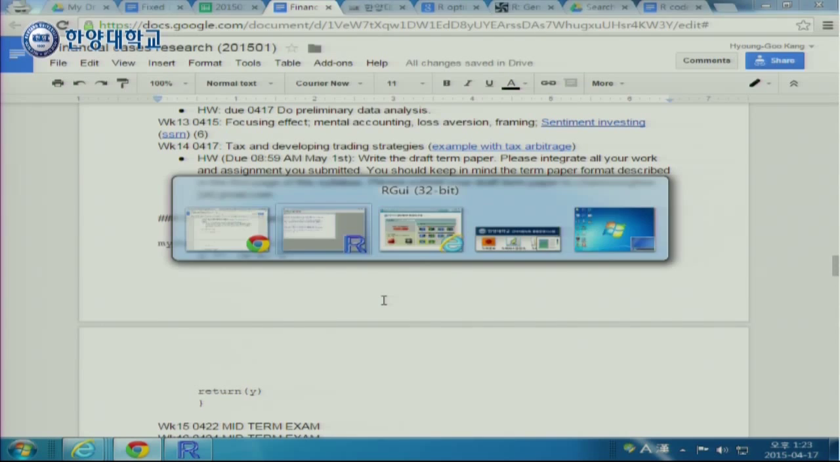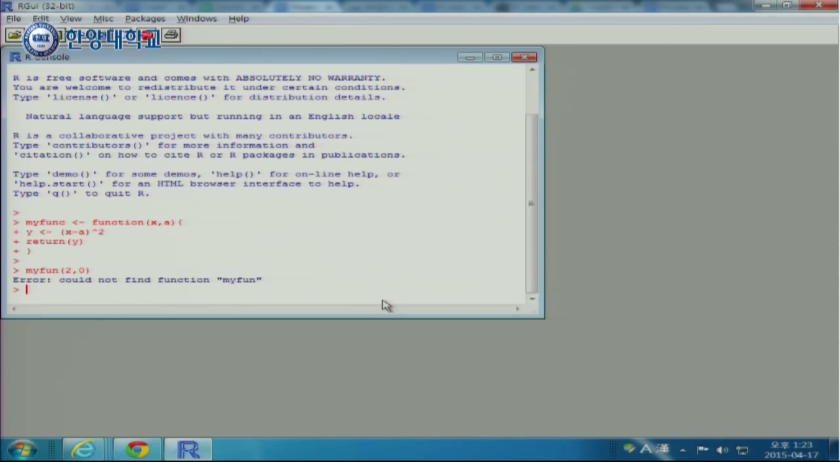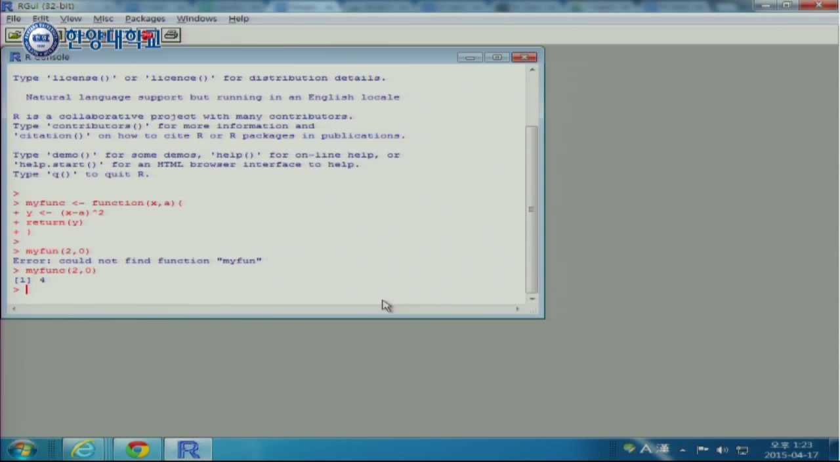So if I run this one, it looks like this. If I put my function with 2, 0, what should be the answer? Yeah, 4, correct. And the minimum value of this function occurs at the point a, right? So our question is how we can find the minimum point of this function.